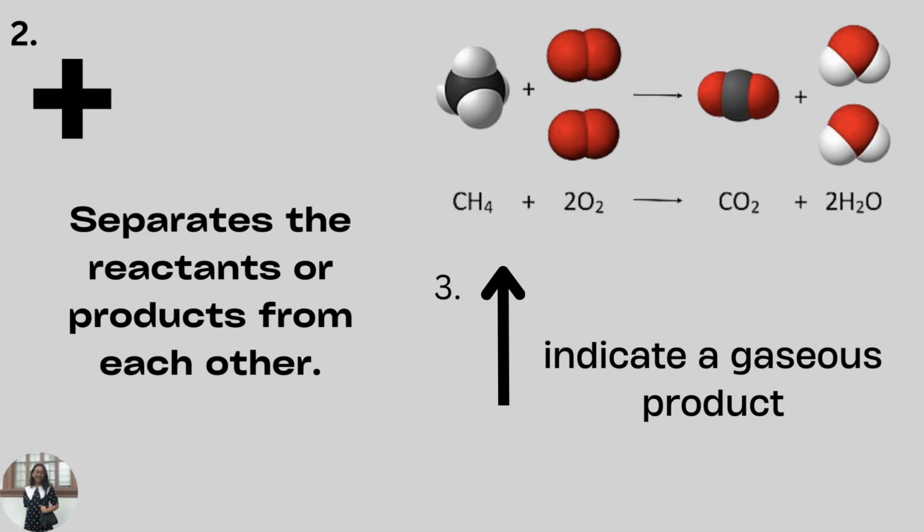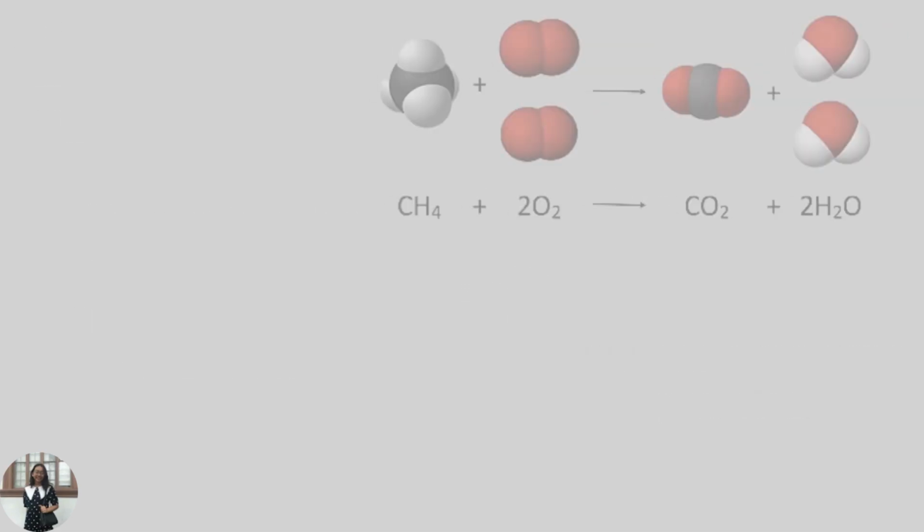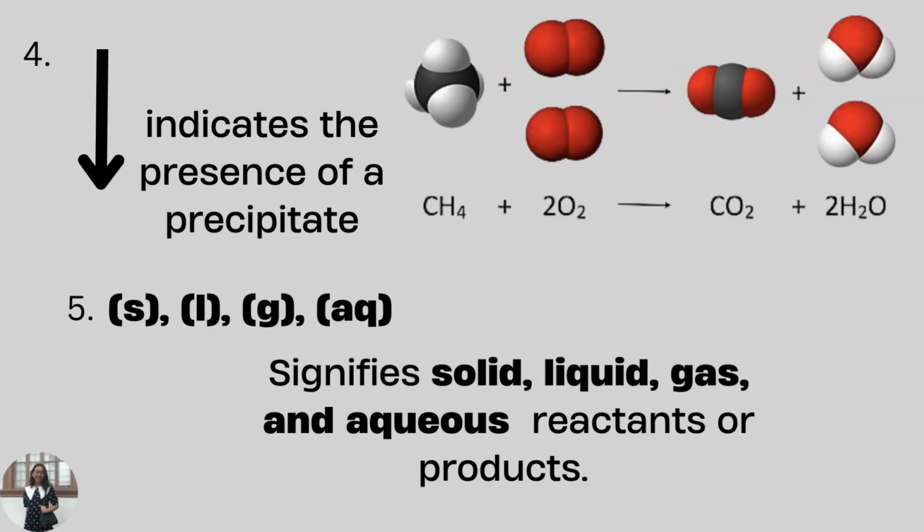While the arrow up indicates a gaseous product, the arrow down sign indicates the presence of a precipitate. So, what is a precipitate? It is a solid formed in a chemical reaction that is different from either of the reactants. Then, the symbols S, L, G, and AQ signify solid, liquid, gas, and aqueous reactants or products. And if you don't know what aqueous means, it means that the substance is in solution with water.